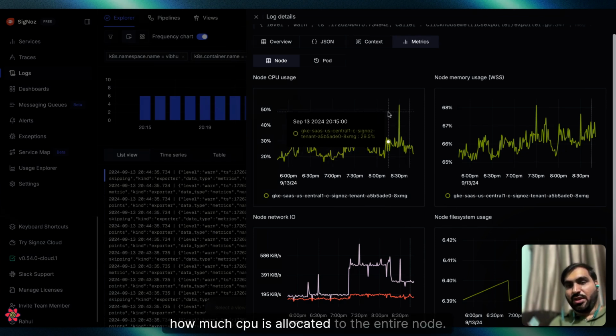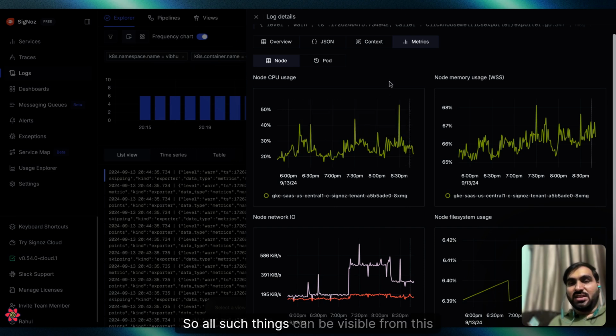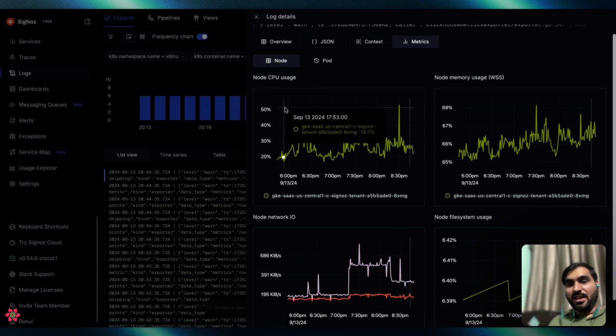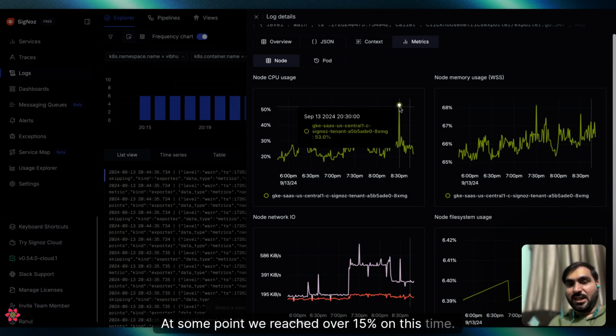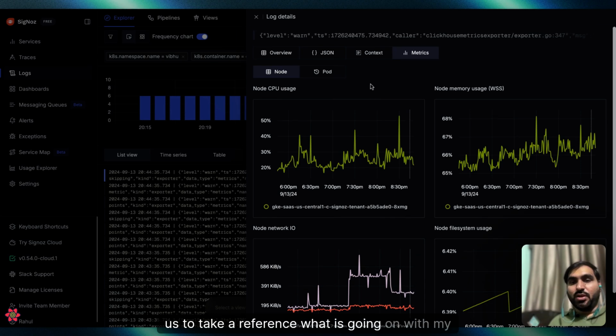Again, how much CPU is allocated to the entire node, about your node memory, what is the memory of this particular node, what is your CPU. All such things can be visible from this particular node metrics. Further, you can see here how it was used. At some point we reached 15% at this time. So around this time, 8:30, I can see it reached 50%. So again I can go on and check what actually triggered this particular node to get such a spike, what service instance was running, or what pod was running, what happened. All such things can help us take a reference for what is going on with my infra metrics, or what is going on, to be honest, with my infra.